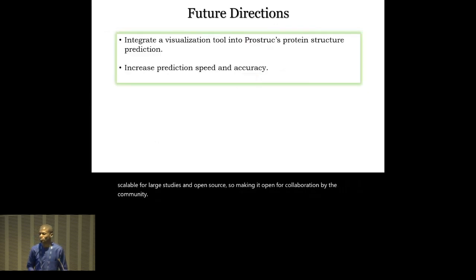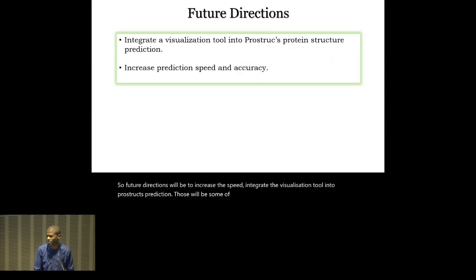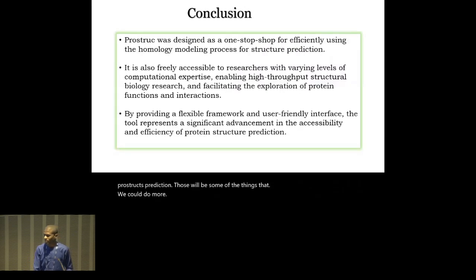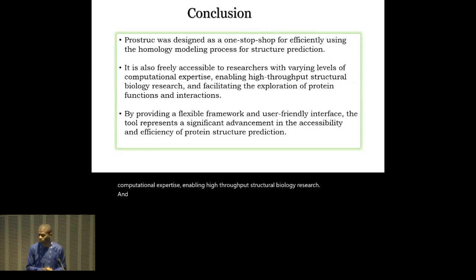So future directions would be to increase the speed, integrate the visualization tool into Prostruc's prediction. Those would be some of the things that we could do. So the main highlight here are the free accessibility to researchers with varying levels of computational expertise, enabling high throughput structural biology research, and providing a flexible framework and user-friendly interface is something that just makes efficient structural prediction happen.